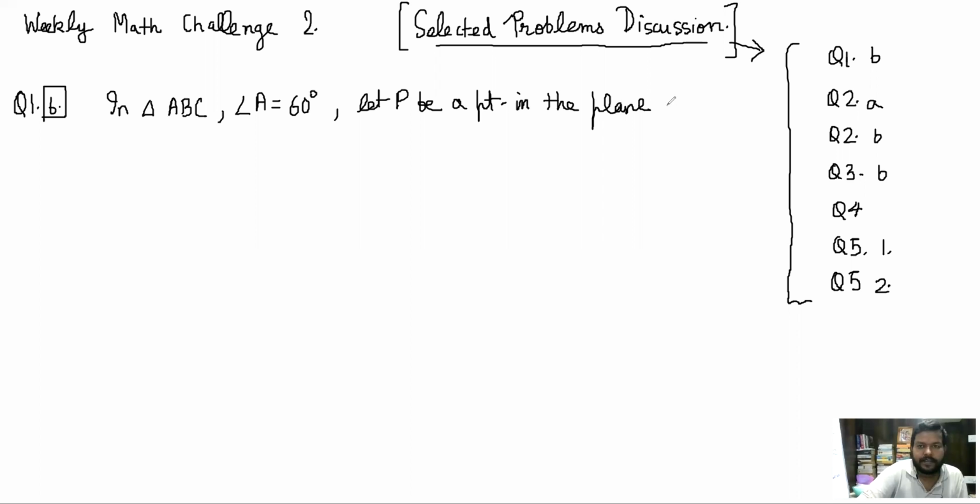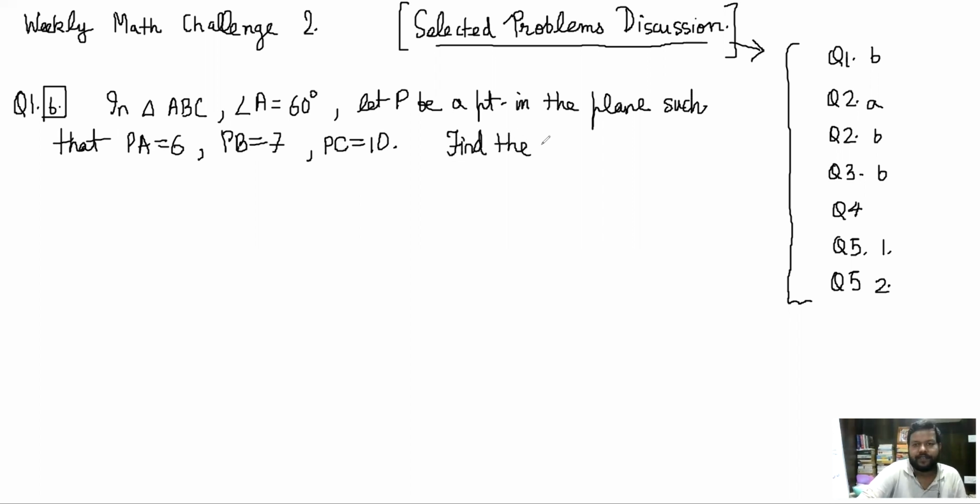such that PA is equal to 6. So distances of P from the vertices are given. PA is equal to 6, PB is equal to 7, and PC is equal to 10. These distances are given. You have to find the maximum possible area of triangle ABC.